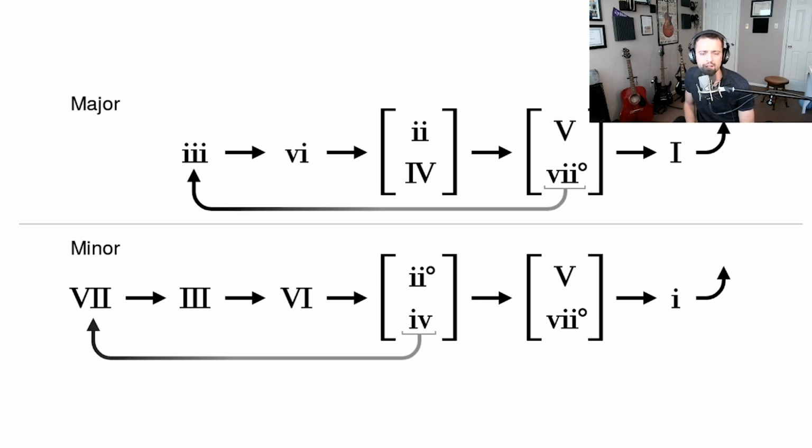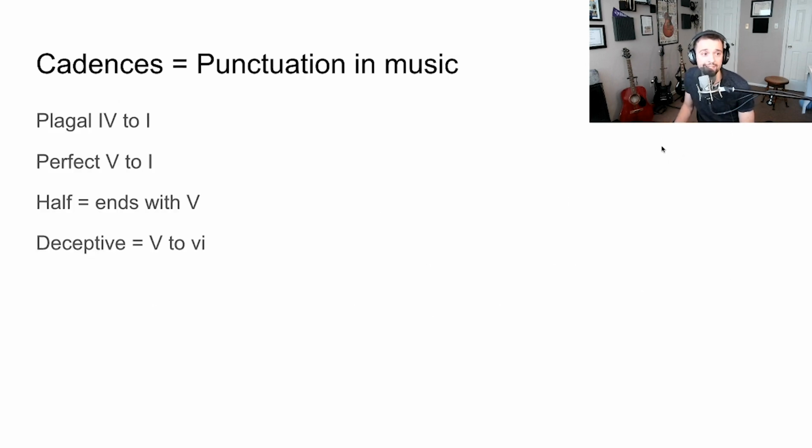Now let's move on and talk a little bit about something called cadences. Cadences are essentially the punctuation to music. Okay, think about what a comma does to a sentence or a period does to a sentence. It lets you know that either with a comma, there's more to be said, or with a period, that's the end of a thought, and we're moving on to the next statement.